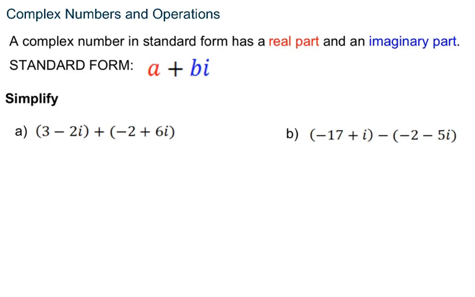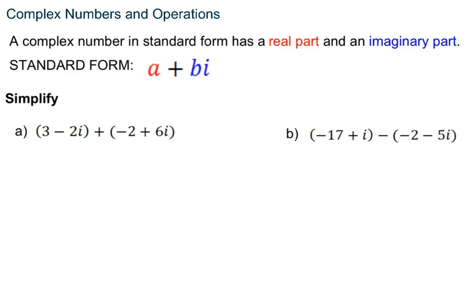Algebraic operations hold across complex numbers. When you are simplifying, in this case we have two examples, A and B, we're going to simplify. When you're simplifying complex numbers and applying these operations, essentially all you need to do is treat i as a variable. You're just going to perform these algebraic operations as you would to simplify any other algebraic expression.